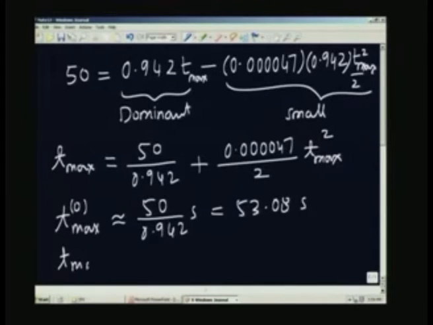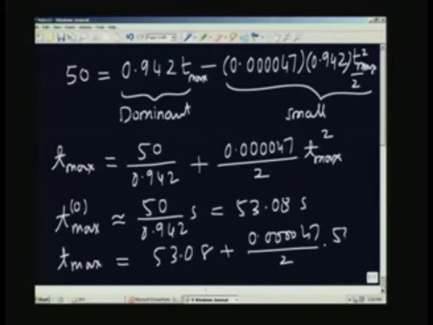So t max improved will be equal to 53.08 plus 0.000047 divided by 2 into 53.08 whole square, and this turns out to be 53.15 seconds. Because the loss coefficient is very small, the time over which it can be used without exceeding the temperature specified for the slug is about 53 seconds. So roughly we can say about 50 seconds we can use the slug without exceeding the temperature which is specified.